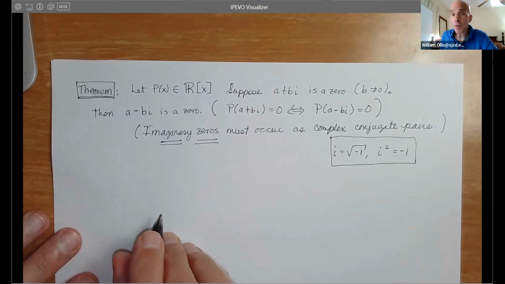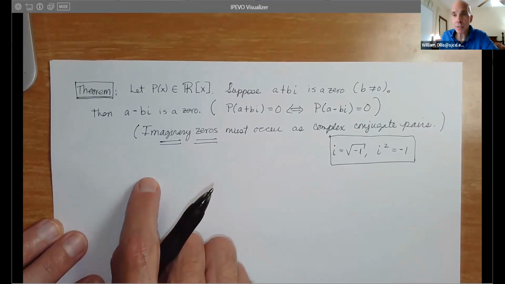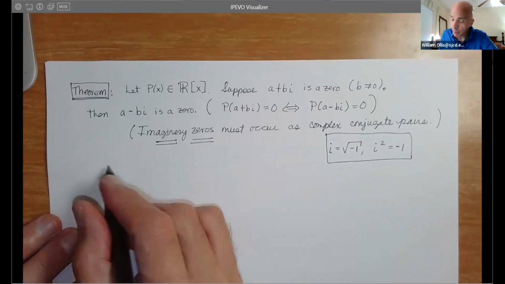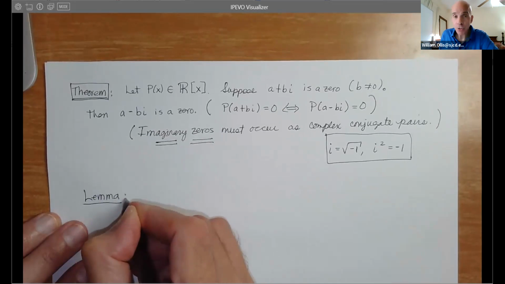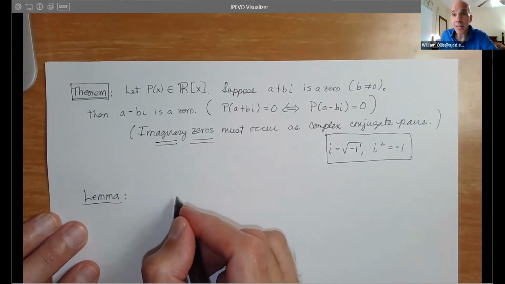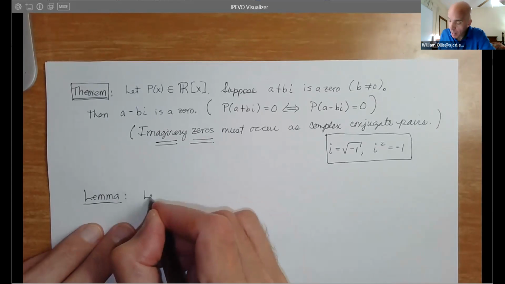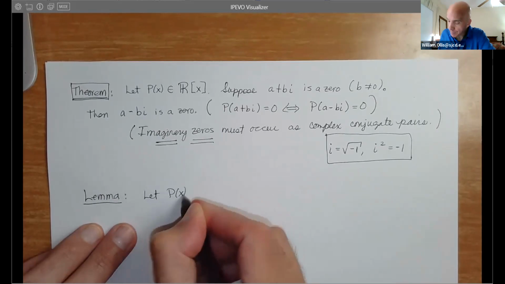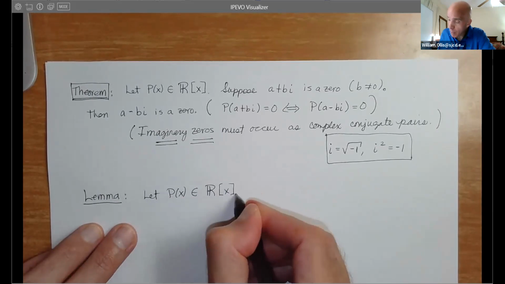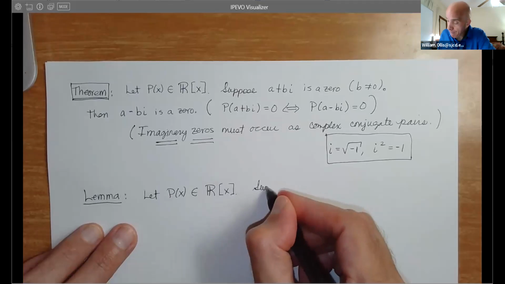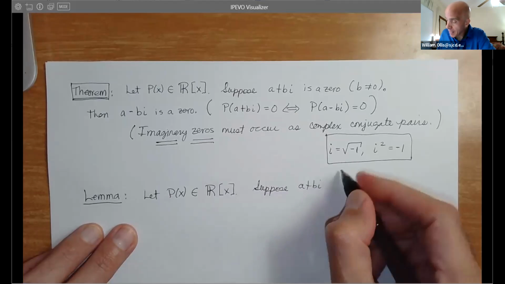Now, another thing that can be convenient, remember we built some polynomials last week? Here's a little lemma that can help us construct quadratic factors for the imaginary zeros. And I'll show it to you, it's very easy. So let p of x be a real polynomial, just like we have up here, and suppose a plus bi is a zero.